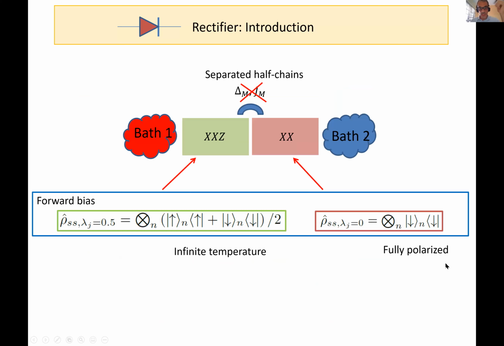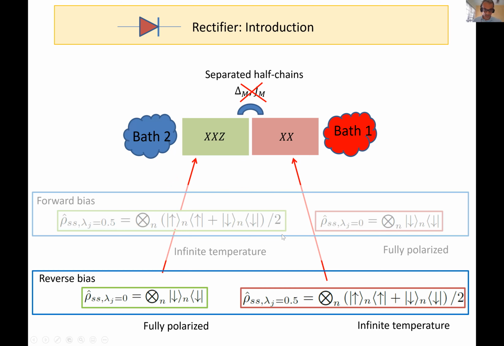To explain this a little better, suppose that the two chains are not coupled. The result would be that one half of the chain is in the infinite temperature state, and the other is fully pointing down. This is what we call forward bias. Then what we call the reverse bias has the left-hand side, where the interaction is present, all pointing down, and the other side in the infinite temperature state.